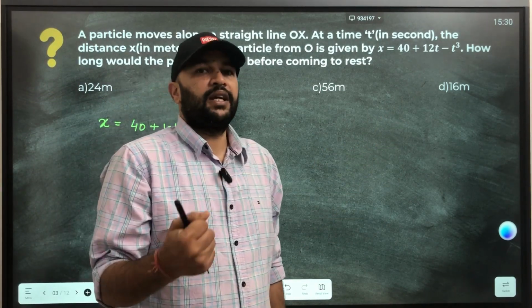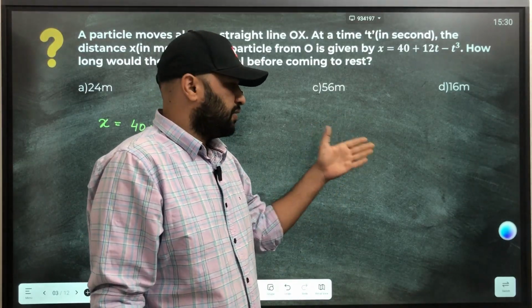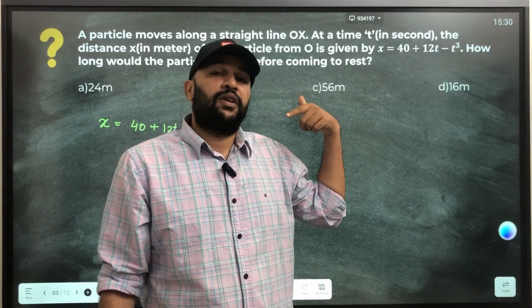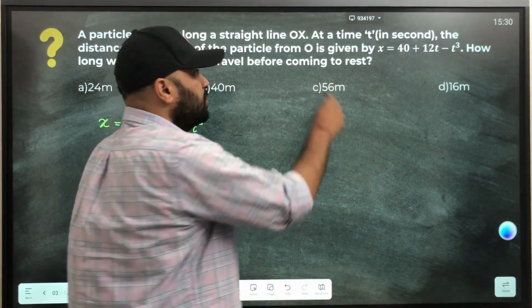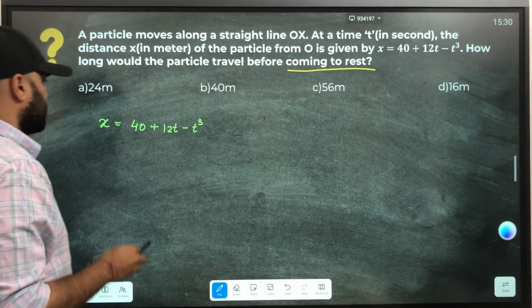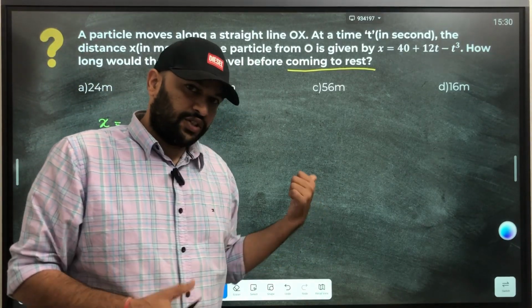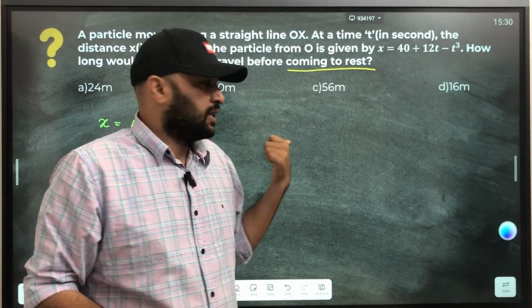If something comes to rest, its velocity must be 0. Be very careful. This is a huge difference between the previous problem and this problem. In the previous case, the velocity was maximum, and here the velocity is 0, because the particle is coming to rest. You have to understand that. So in this case, what will be the 0 part? Will it be the velocity being 0 or the acceleration being 0? It will be the velocity being 0.